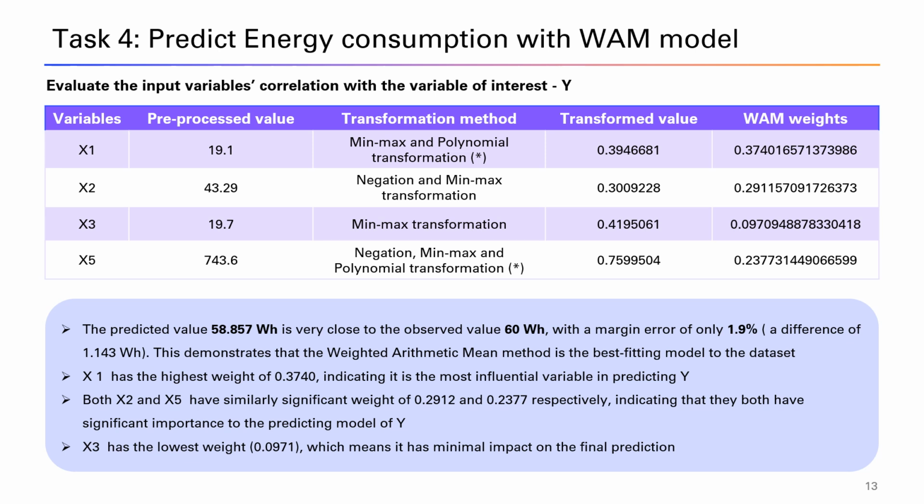Also, the calculated weights reflect the level of importance of each variable. X1 had the highest weight, making it the most influential predictor. X2 and X3 have moderately high weights, showing moderately significant impacts on Y. Lastly, X5 had the lowest weight, indicating its minimal contribution to predicting Y.